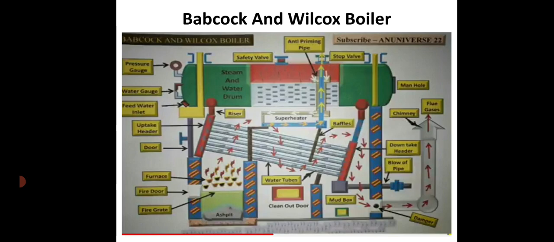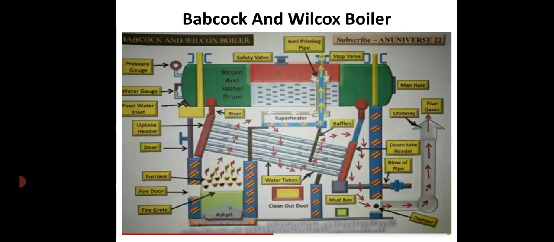Then it passes through a large number of superheater tubes and reaches the superheater header. From the superheater header, it goes to the main steam valve and finally to the steam turbine. At the end of the downtake header, a mud drum is connected from where impurities can be removed. The boiler is provided with two inspection doors and other mountings such as water gauge, pressure gauge and safety valves.